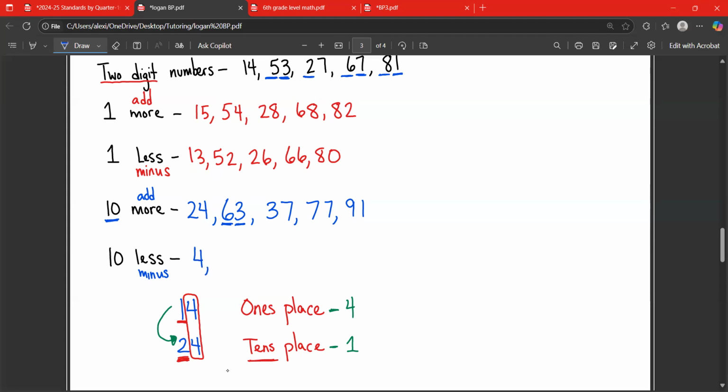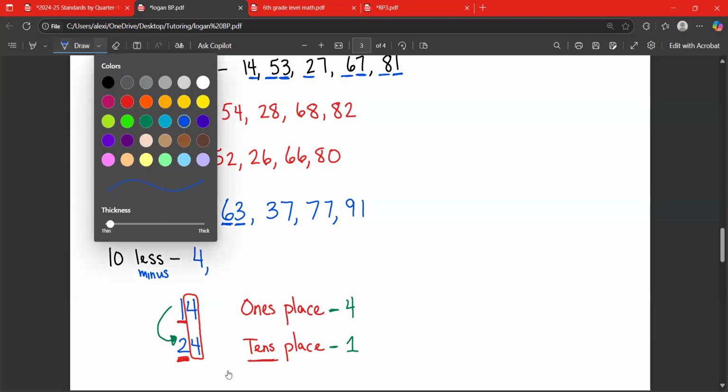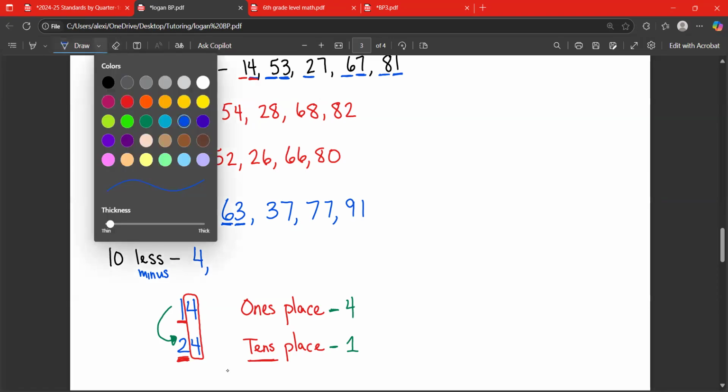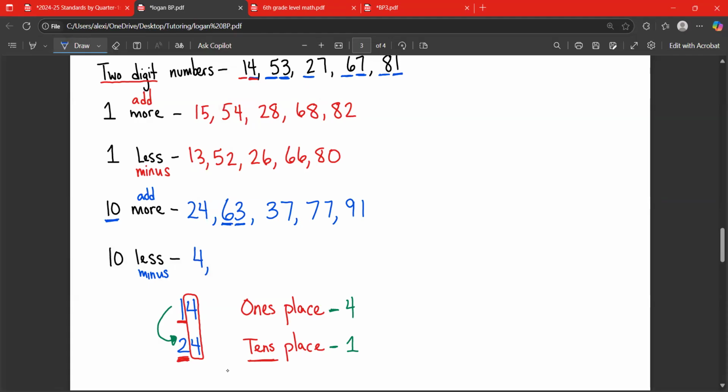Let's see if it worked. The 4 stayed the same. But the digit in the tens place, the 1, it went down 1. And if I go down 1 from 1, it's really 0, and you would think you would write 04, but you don't write the 0, you leave it off, and that's just 4. So now let's do the other ones using the shortcut method.